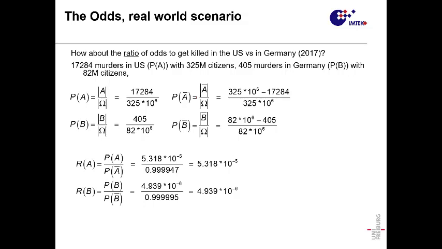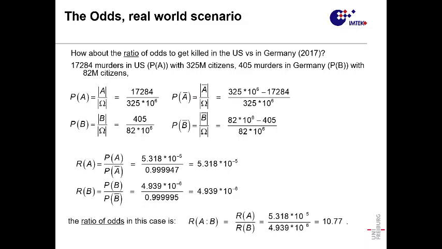And if you do the same for Germany, you get 4.939 times 10 to the minus 6, right? So you already can see that there is one order of magnitude fewer people murdered here in Germany than in the US. But to make it even more consistent and easier to grasp, let's make the ratio of the odds now, which makes the number a little bit more relevant. If you divide the odds of the USA over the odds of Germany, you get 10.77. So you have 10.77 times more chances of being killed or murdered in the US than in Germany.